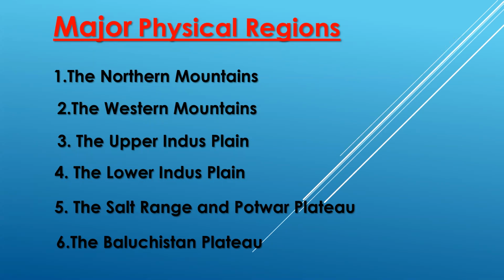You will write the answer. The major physical regions of Pakistan are: number one, the northern mountains; number two, the western mountains; number three, the upper Indus plain; number four, the lower Indus plain; number five, the Salt Range and Potwar plateau; number six, the Balochistan plateau. Today we will discuss the first four regions in detail: the northern mountains, the western mountains, the upper Indus plain, and the lower Indus plain.